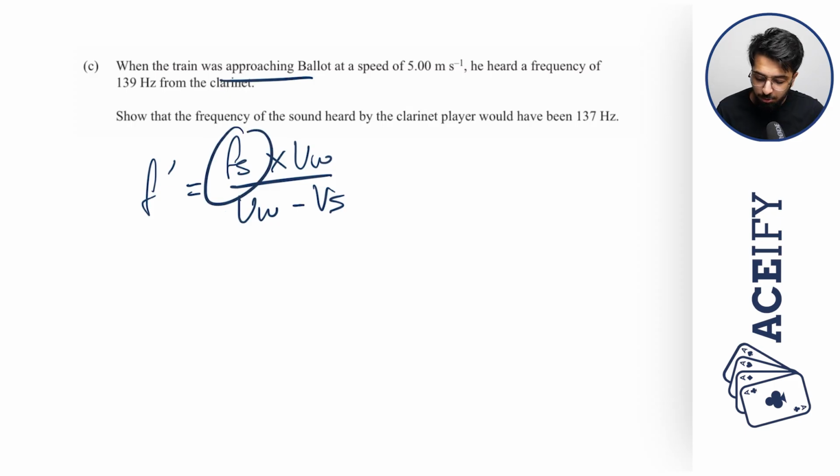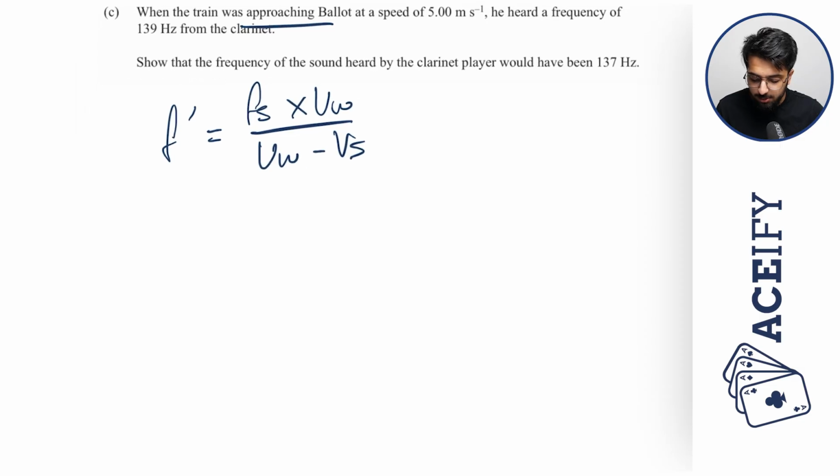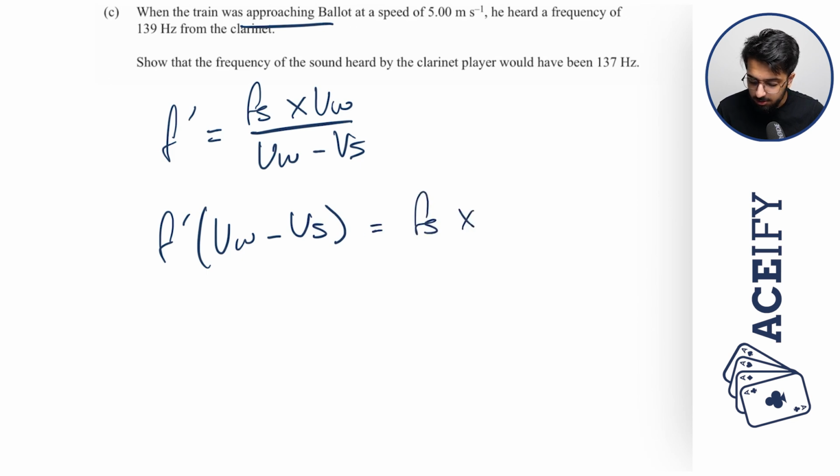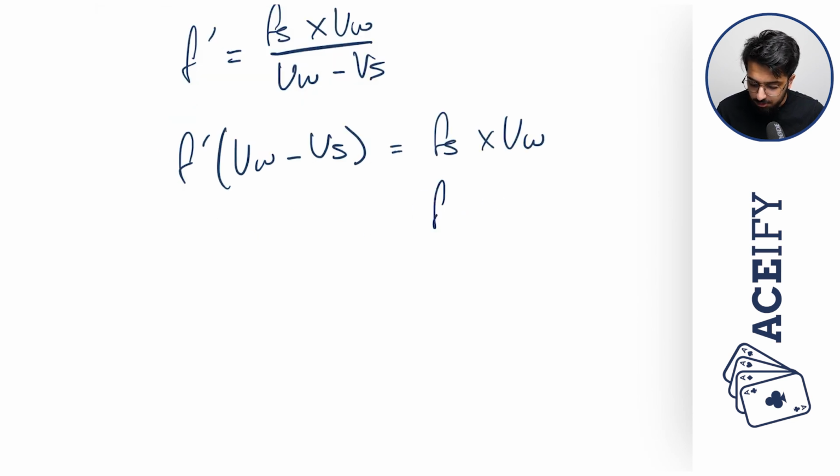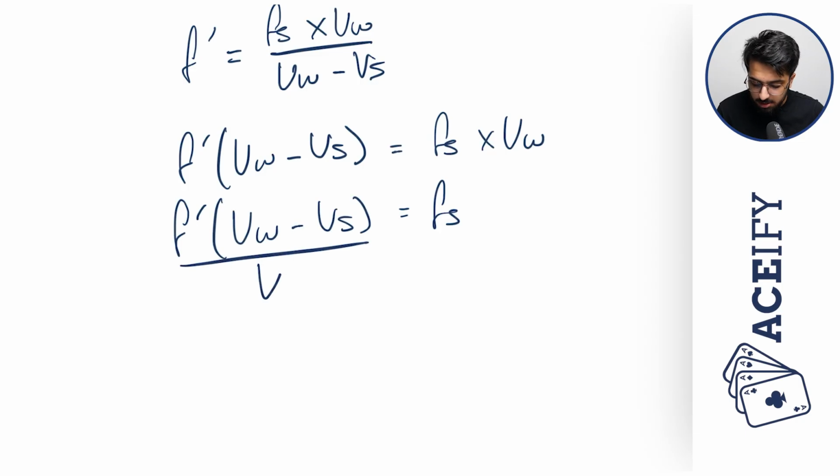Now we want to find the source frequency because we're trying to find the sound heard by the clarinet player. So we can rearrange for our source frequency and we get our perceived frequency times the velocity of the wave minus the velocity of the source is equal to the source frequency times the velocity of the wave. Therefore, our source frequency is equal to the perceived frequency times the velocity of the wave minus the velocity of the source all over the velocity of the wave.